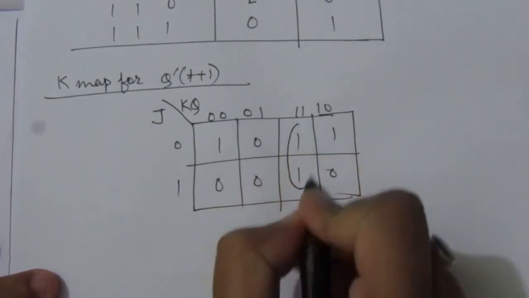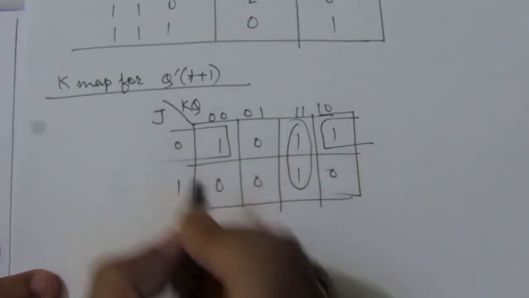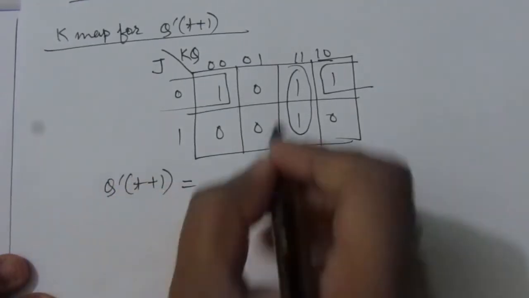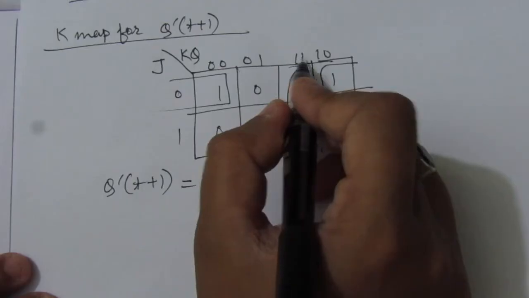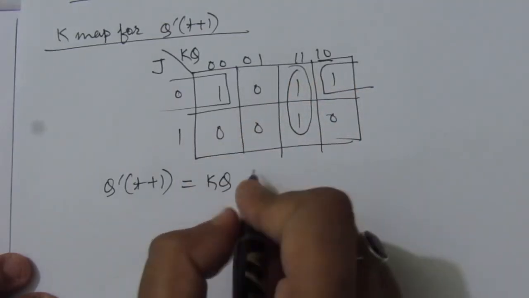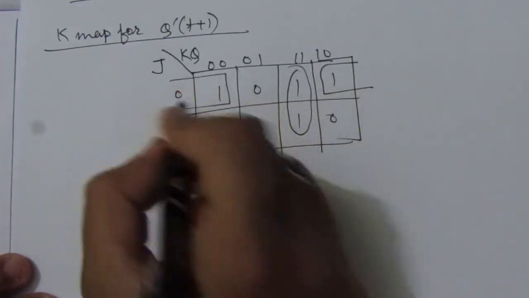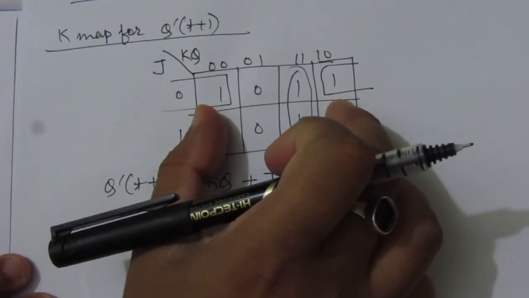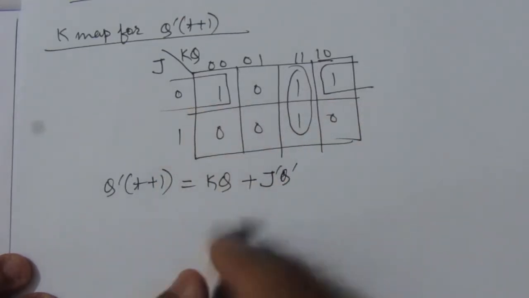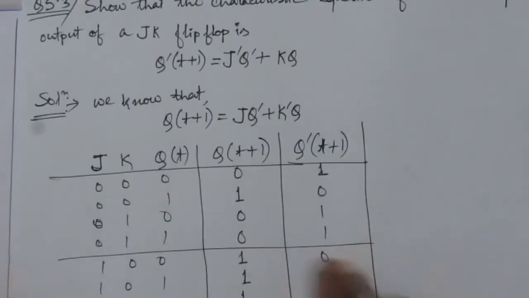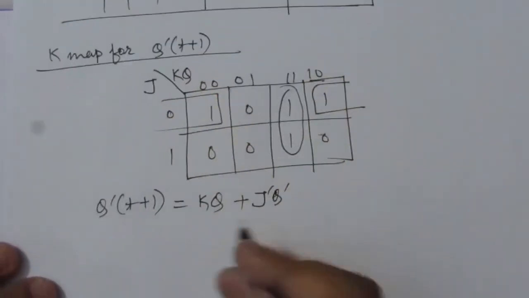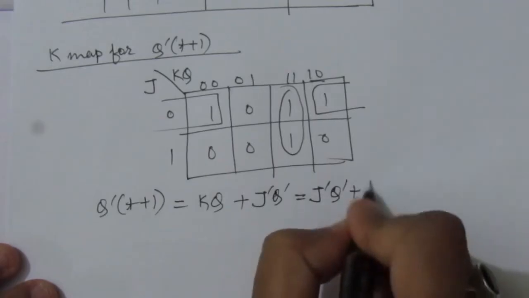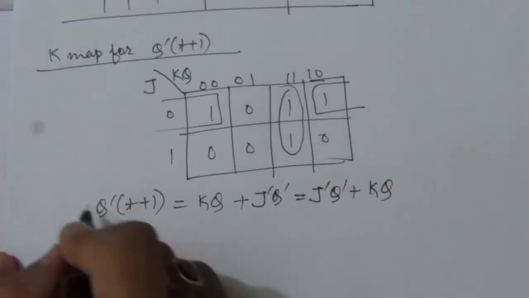So this will be one combination and this will be the second combination. So Q complement of t+1 is equal to, from this term we will get K Q, plus, from this term we will get J bar, and from these two columns we will get Q bar. So J bar Q bar plus K Q. So we have obtained this function, J bar Q bar plus K Q. So this is the complement function.